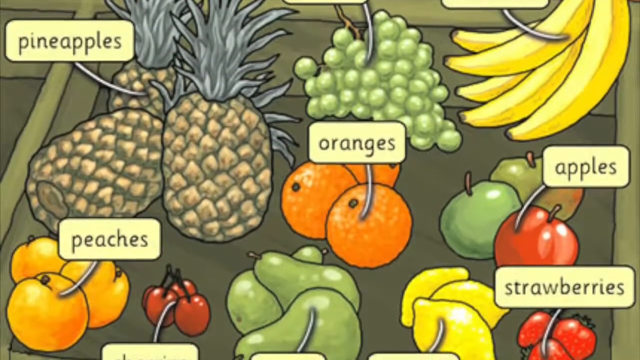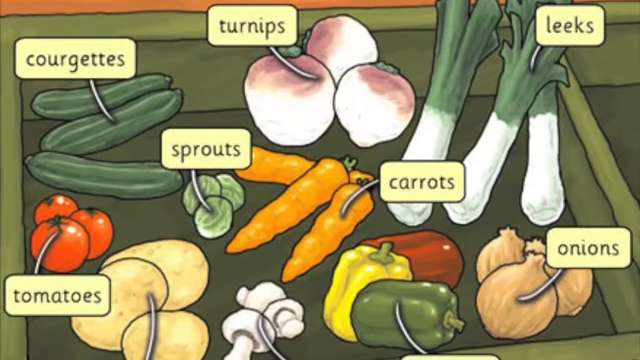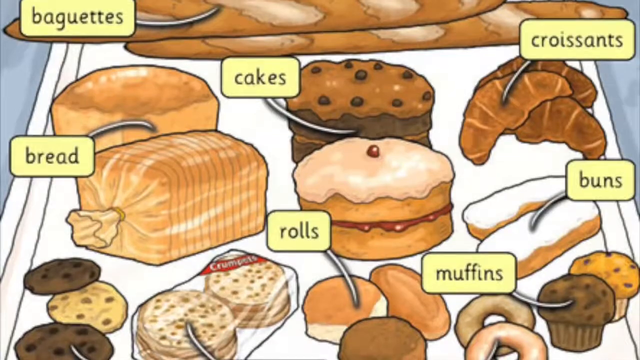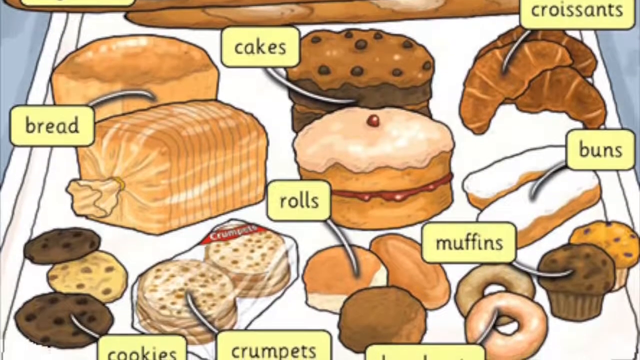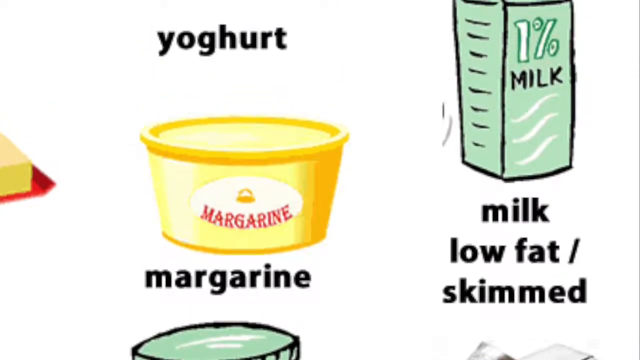Here are the images I used. These are drawings of fruits, drawings of vegetables, and drawings of things from the bakery. They look very appetizing. And then drawings of things that are dairy products.